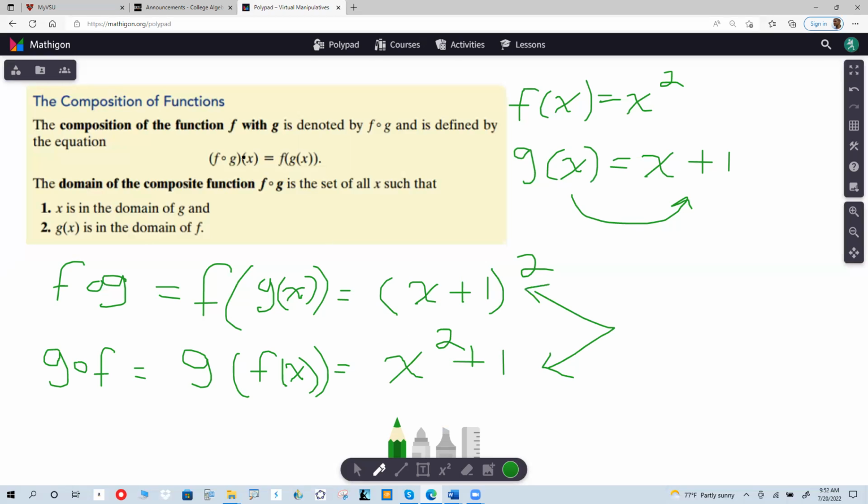And don't confuse this symbol. The composition symbol is an open circle. Don't confuse it for multiplication. They are two different things.